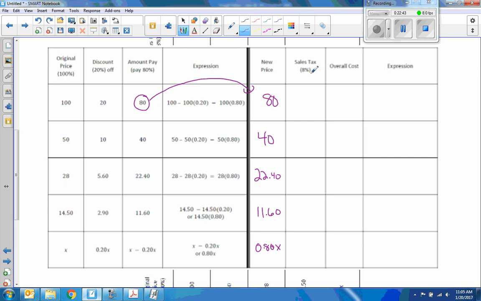Sales tax is 8%. So we want to add 8% to 80, so it's going to be 80 times 0.08. Be careful, 8% is 0.08. 8 times 80 is 640. Two decimal places, put $6.40. Overall cost would now be the new price plus the tax. Here in Italy, they've already included tax in the price, so what you see on the price tag is what you pay at the register. That costs, in this case, $86.